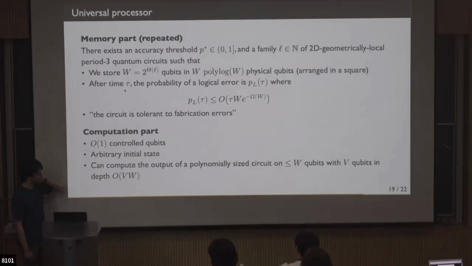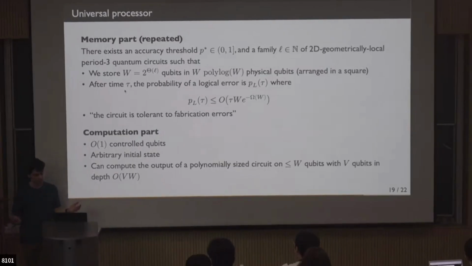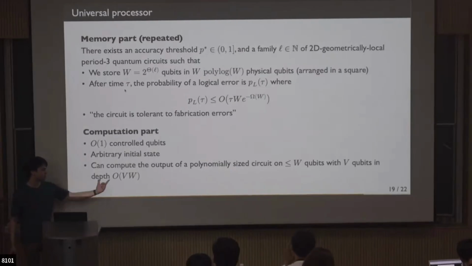So we have a constant number of controlled qubits. The processor can be initialized to some arbitrary initial state. And we can compute the output of some circuit in some depth, which is quite large. It's kind of the total number of qubits in our processor times the total number of gates in the circuit. But we can do it.